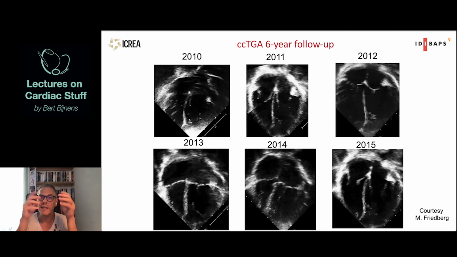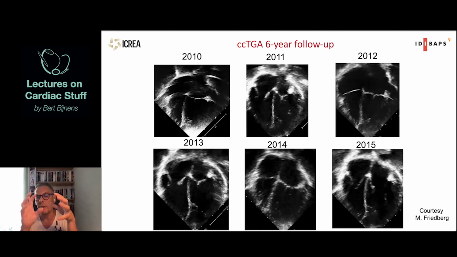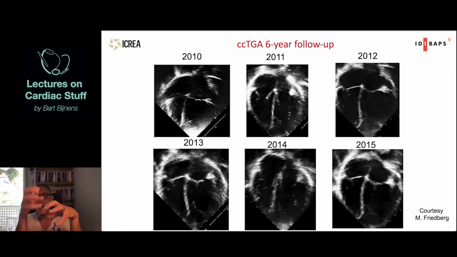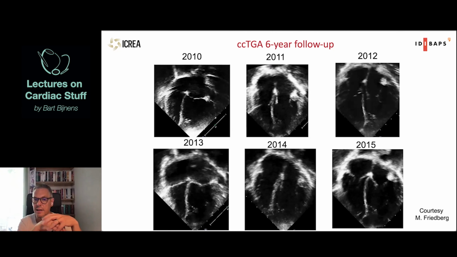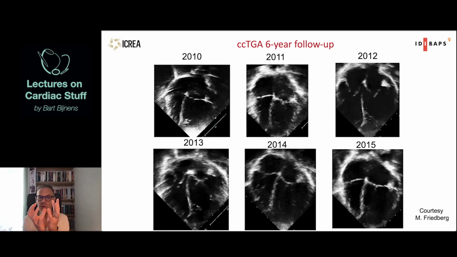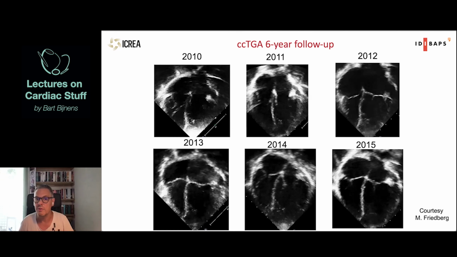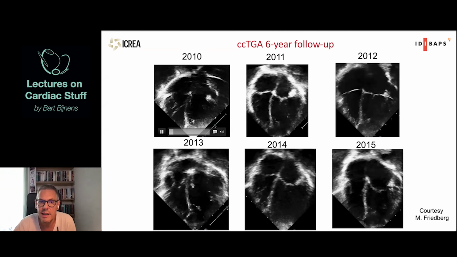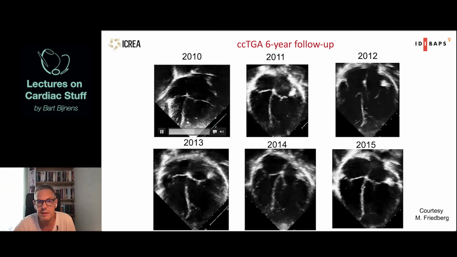But the congenitally corrected, what happened there is that both the atria and the large vessels are switched. So that means effectively that you just switch the right and the left ventricle morphologically. And you can see that here already in this first image. So that's the earliest image.